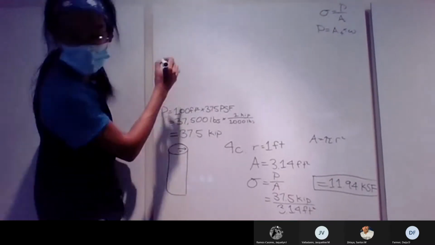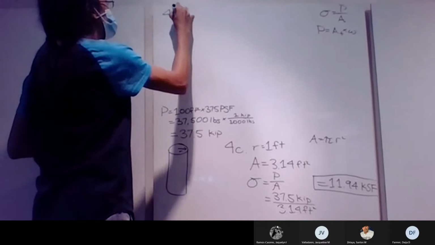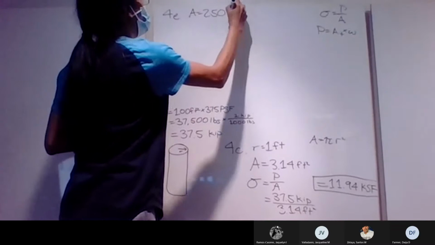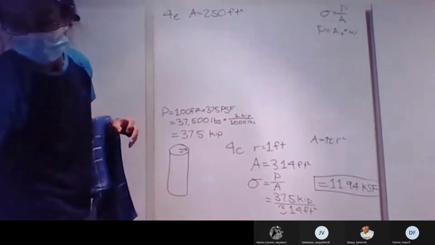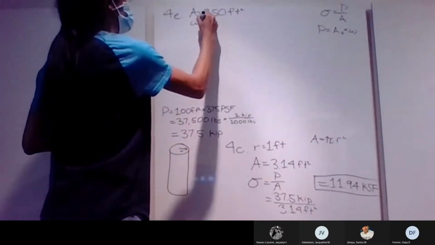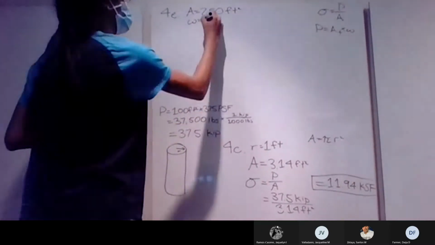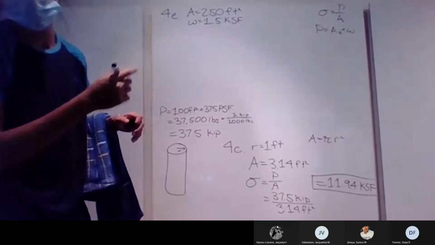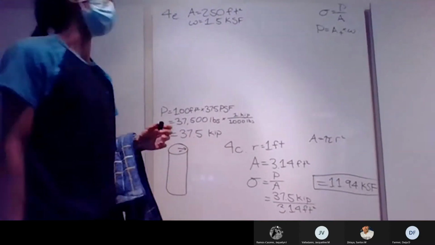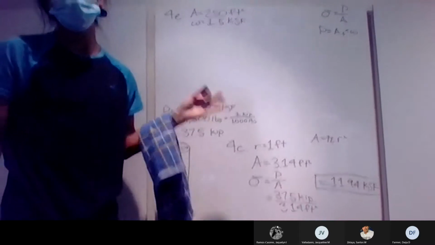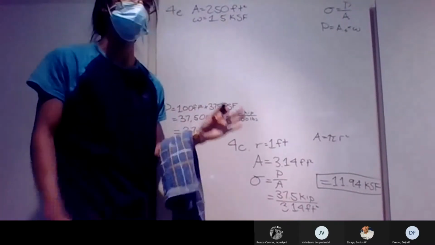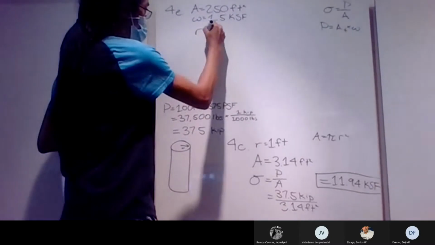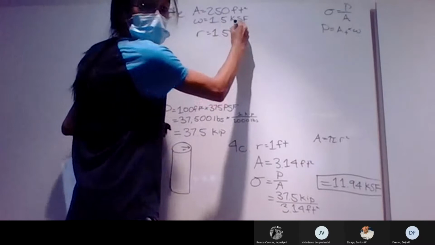So 4E, area is 250 feet squared. We have the load, which is 1.5 kips per square foot. So now we're given KSF. In 4A, we were given PSF, but now we're in KSF. So when we multiply these together, we should be getting a value in kips. Radius is 1.5 feet.